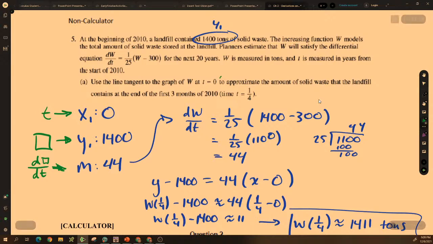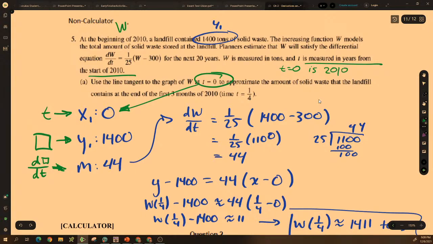So they said use the tangent line at time 0. That's the first thing I'm going to do, at time 0. Now for my y1, I don't really see a y1, but I'm going to go back and reread this. And it says, at the beginning of 2010, a landfill contained 1,400 tons. And as I keep reading it, it says, t is measured in years from 2010. So basically, t equals 0 is 2010. So that means that W of 0 is equal to 1,400, and that W of 0, that's going to be my Y1. So 1,400 is my Y1.